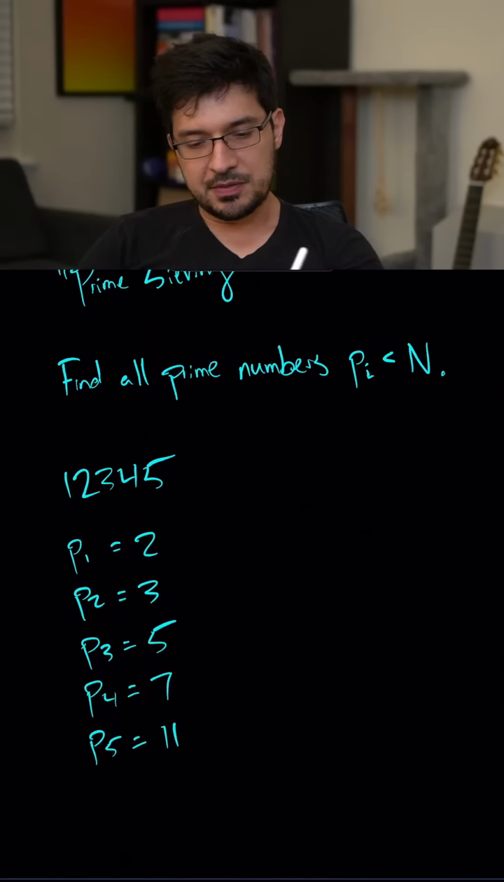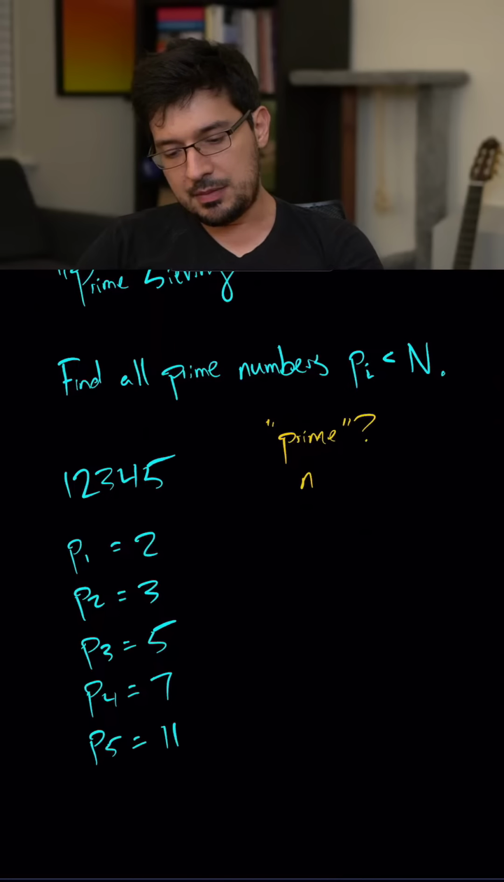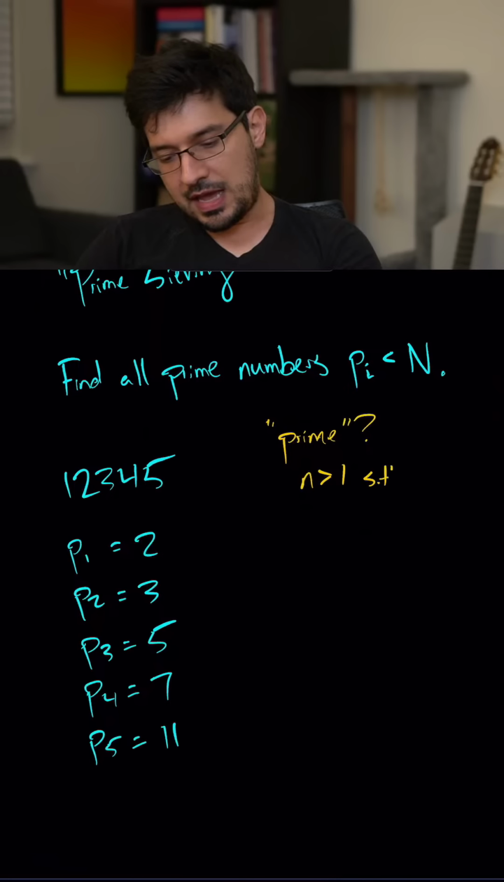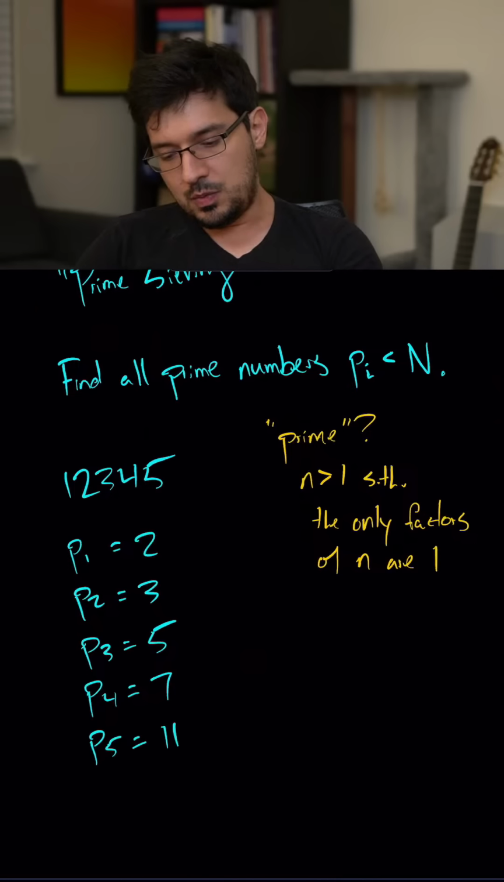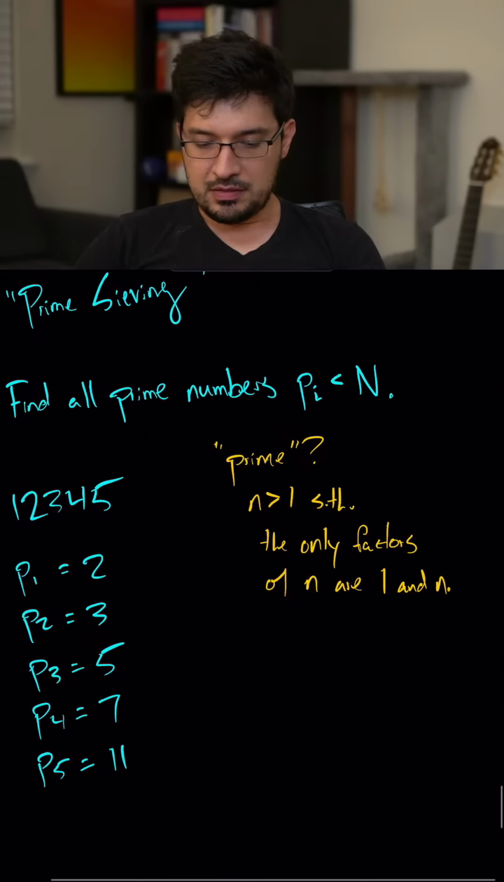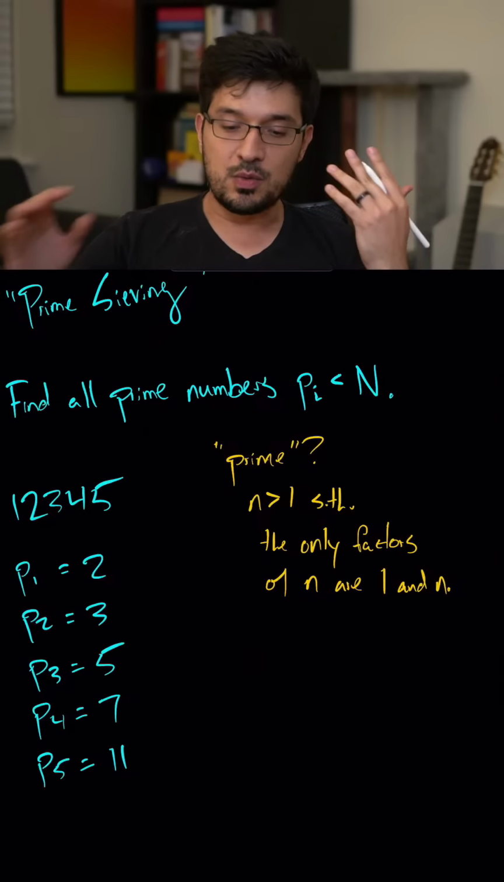What is the definition of a prime again? It is a number n greater than 1 such that the only factors of n are 1 and n. That is, there are no proper divisors. There are no divisors other than 1 and itself.